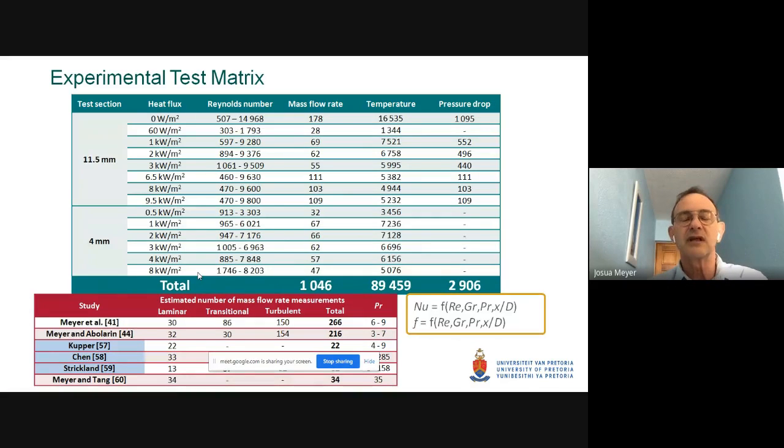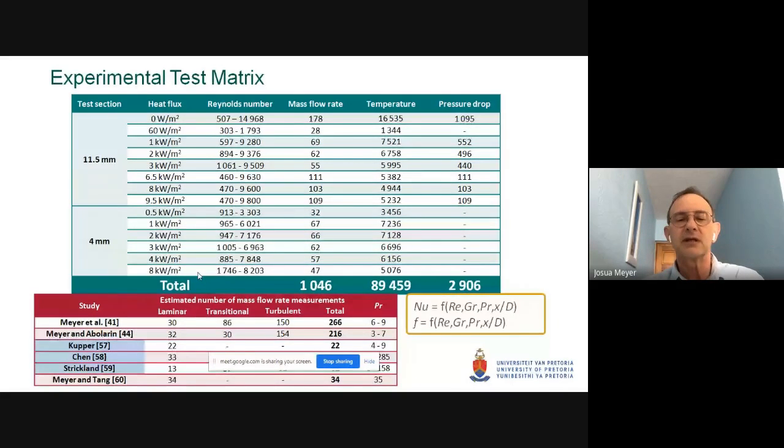So these 90,000 is typically at a station, the average of the 3 or 4 thermocouples. So if you take into consideration the 3 to 4 thermocouples, then order of magnitude, we had almost 300 to 400,000 temperature measurements. The pressure drops are, of course, much less. We had almost 3,000 pressure drop measurements.